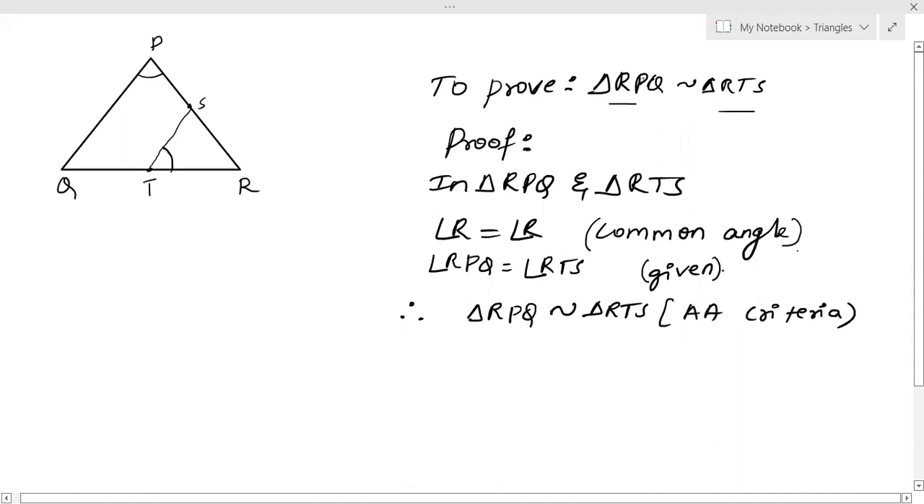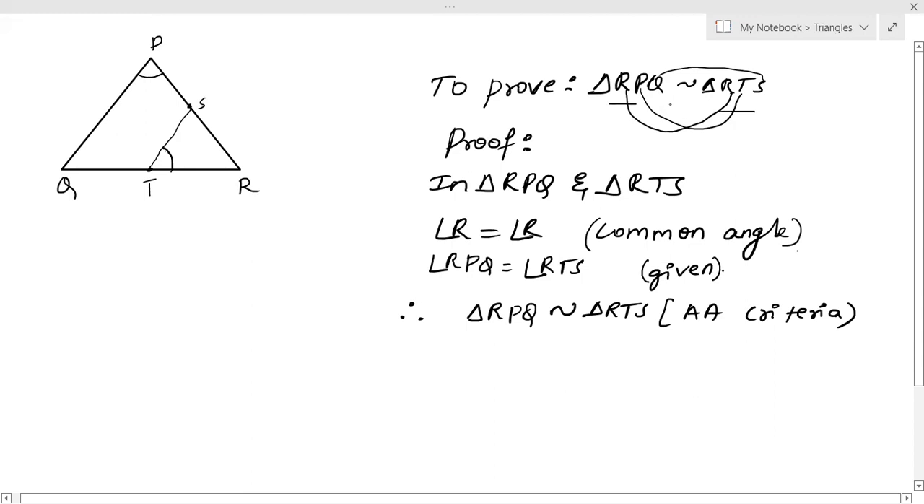Now remember, whenever it is given in this fashion that you have to prove one triangle is similar to another triangle, the hint is given here itself. If two triangles are similar, we know that the corresponding angles are equal. That is, angle R will be equal to R, angle P will be equal to T, and angle Q will be equal to S. It is very definite that this is the pattern, but we have to find the reason why these are equal. That is all we have to find.